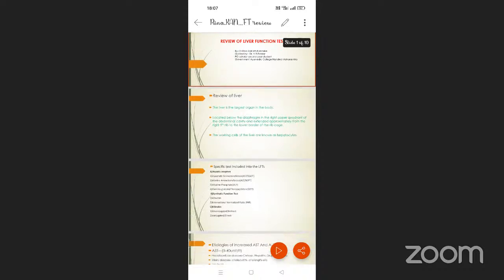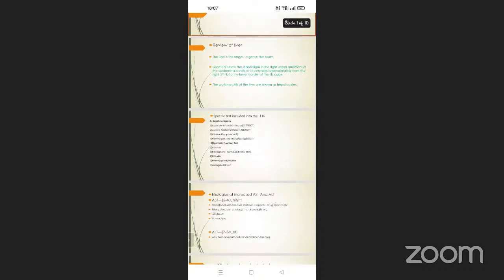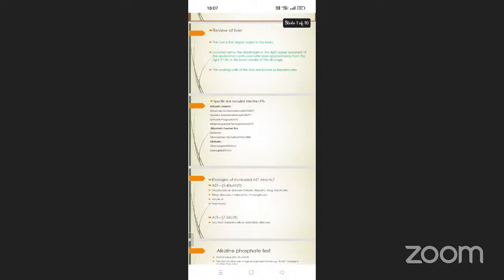The liver is the largest organ in the body, located below the diaphragm in the right upper quadrant of the abdominal cavity and extending approximately from the right fifth rib to the lower border of the rib cage. The working cells of the liver are known as hepatocytes. Liver function tests include three main components: hepatic enzymes, synthetic function, that is synthesis of albumin and globulin, and bilirubin, unconjugated and conjugated.